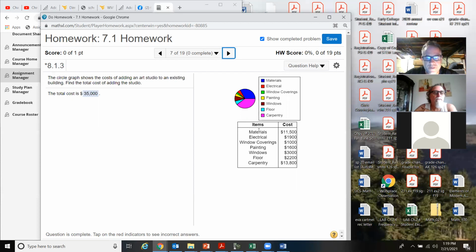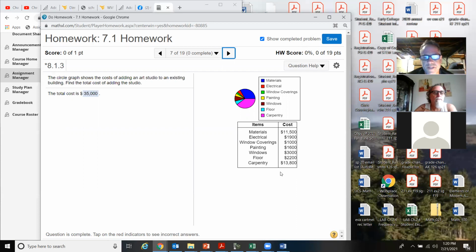So notice here, you're given this table. Materials cost you $11,500. Electrical is going to cost you $1,900. Window coverings $1,000. Painting $1,600. Windows $3,000. Flooring $2,200, and carpentry $13,800. And it's the cost of adding an art studio to an existing building.